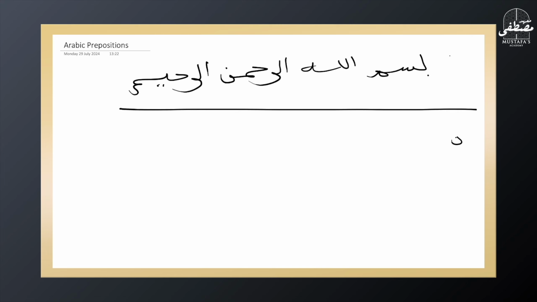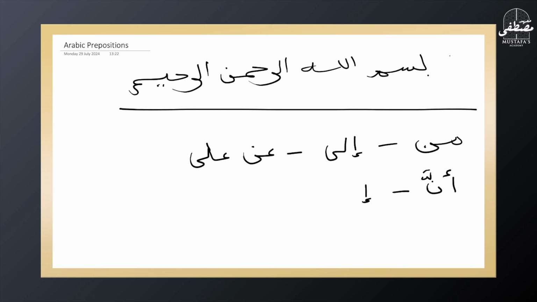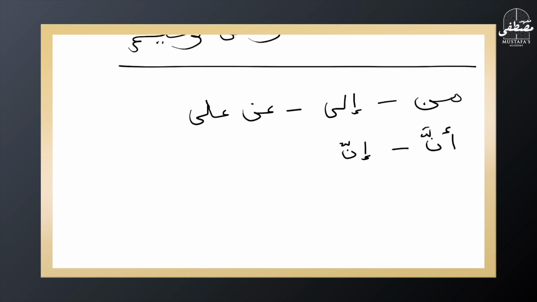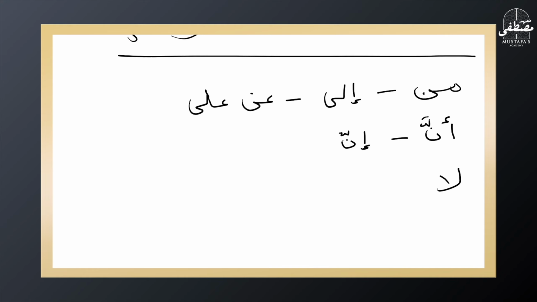And you notice that when we look at prepositions, for example, look at this. We know that prepositions, for example, there's min, we have ila, we have an, we have ala, like this. Now, also we have anna, we have inna, like that. And also we have, let's say, la, okay, we have la, such as that.